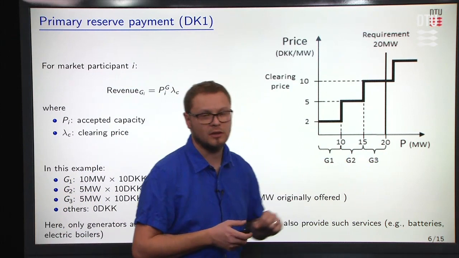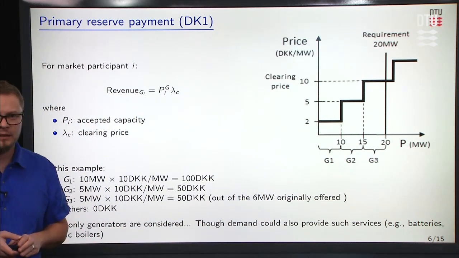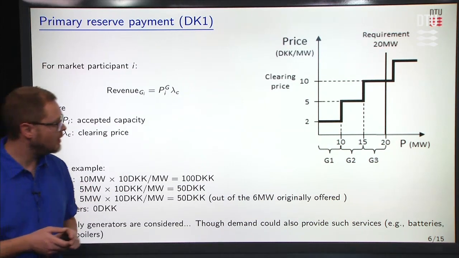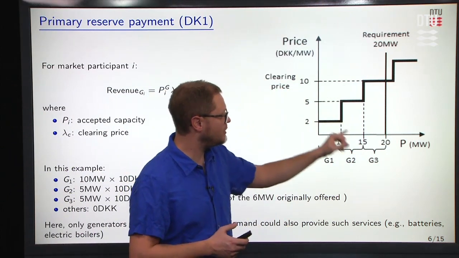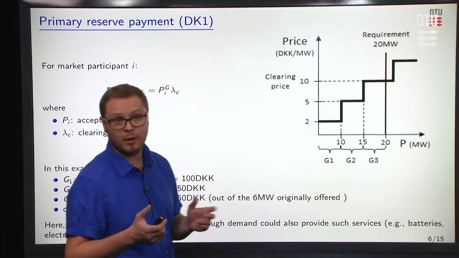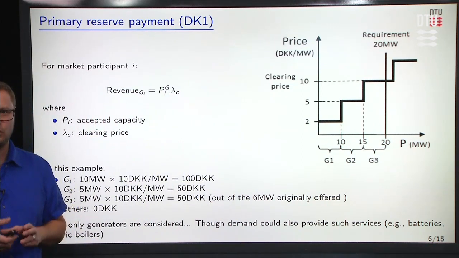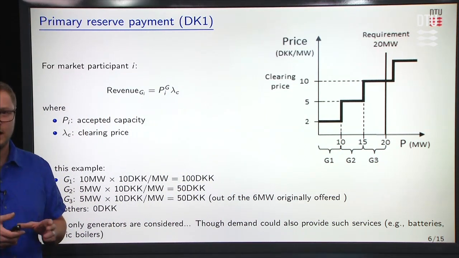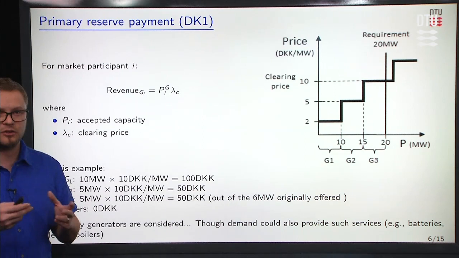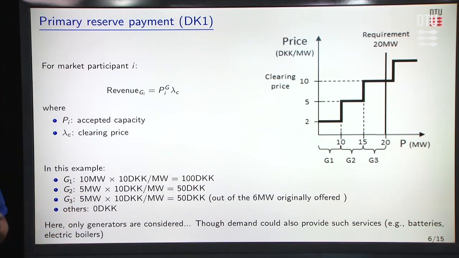And then there are some other generators that we do not represent. Based on a demand here that we set at 20 megawatt, we have the following clearing. The clearing price is going to be equal to the price of the marginal agent in the market, and that's G3. The price is 10 kroner per megawatt. This price, if we follow uniform pricing, as we do in Denmark for primary reserve, is going to be the price that is received by all those that are scheduled for primary reserve provision.